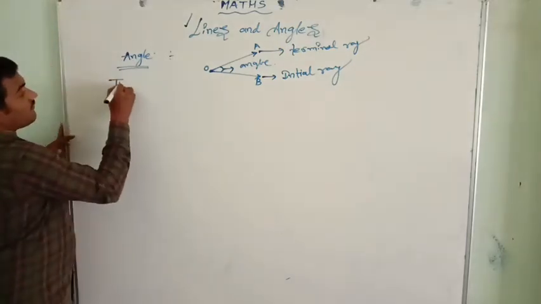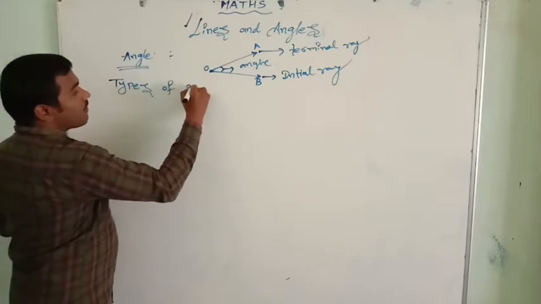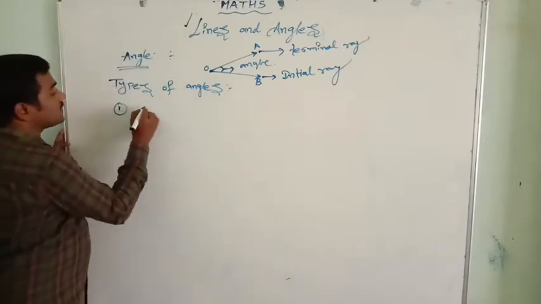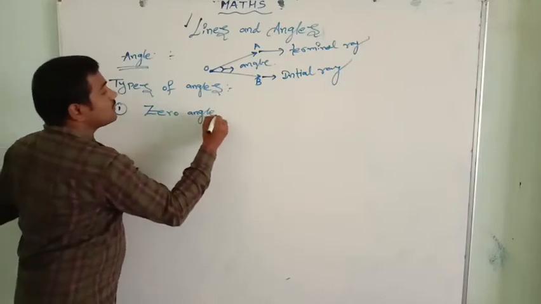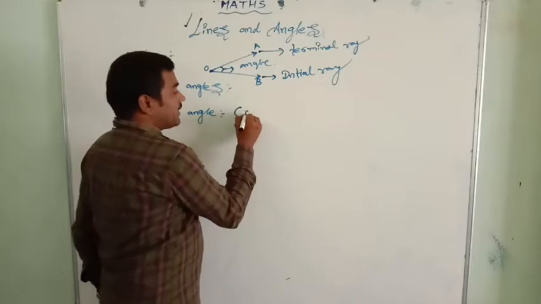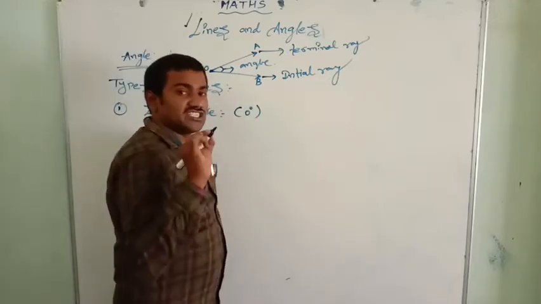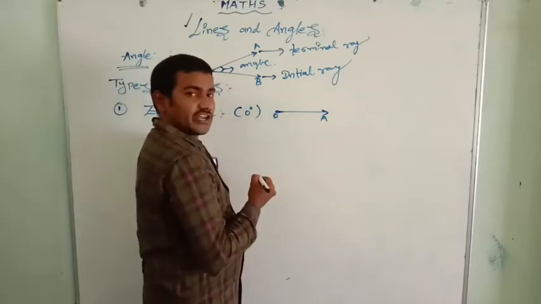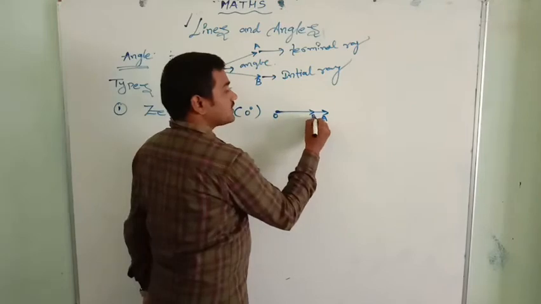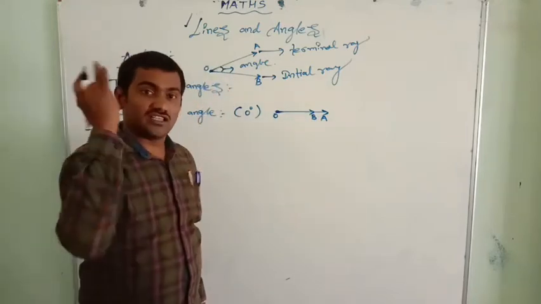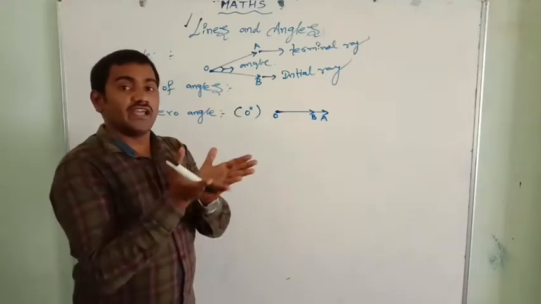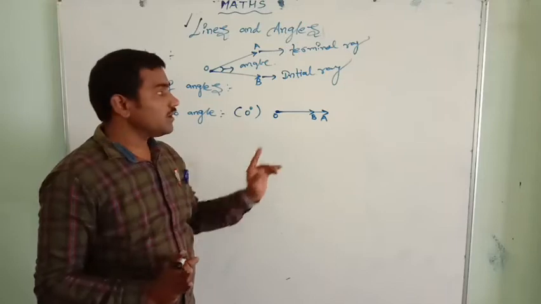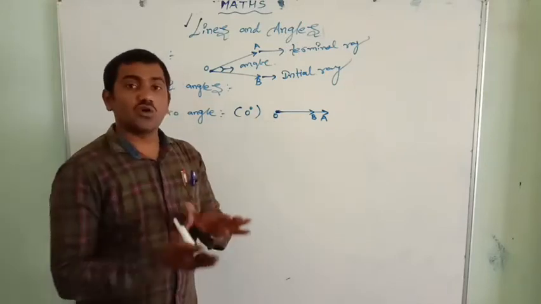So let us learn the types of angles. The first type of angle is the zero angle. What is a zero angle? A zero angle is always denoted by 0 degrees. Suppose this is OA, the initial ray, and OB is the terminal ray. The initial ray and terminal ray are in the same direction, and one ray is upon the other. There is no moving, no displacement between these two rays. So these two rays have a zero angle. There is no angle formed.